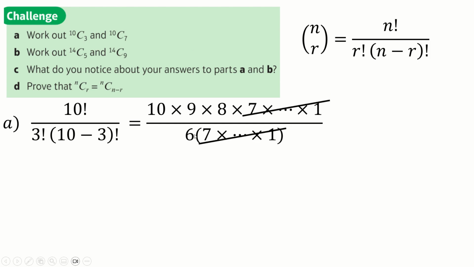10 times 9 times 8 over 6, except 6 is 3 times 2, as we said. Cancel the 2 with this to make this a 4, and cancel the 3 with this to make this a 3, and all you actually have to do is 10 times 3 times 4, which is 3 times 4, which is 12 times 10 is 120.